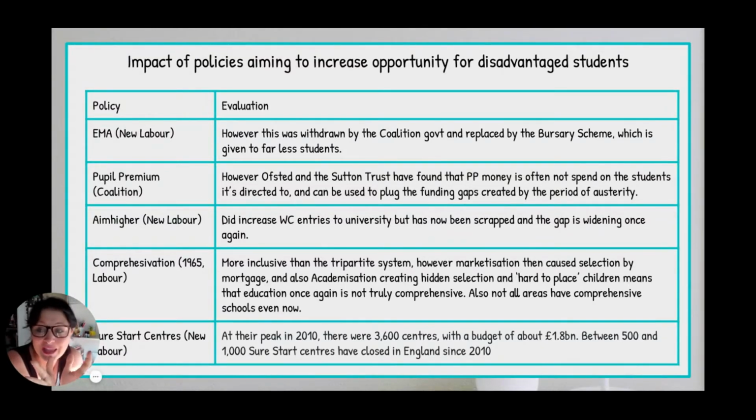So we've got EMA, and we talked about that briefly at the beginning. The way we can evaluate this is it was actually withdrawn by the coalition government and it was replaced by the bursary scheme, which still offers some support for those less economically privileged students, but it does actually is given to far less students, and it is a smaller amount of money, and it is a termly amount. It's not a kind of weekly top up like the EMA was, which was so valuable to so many students.